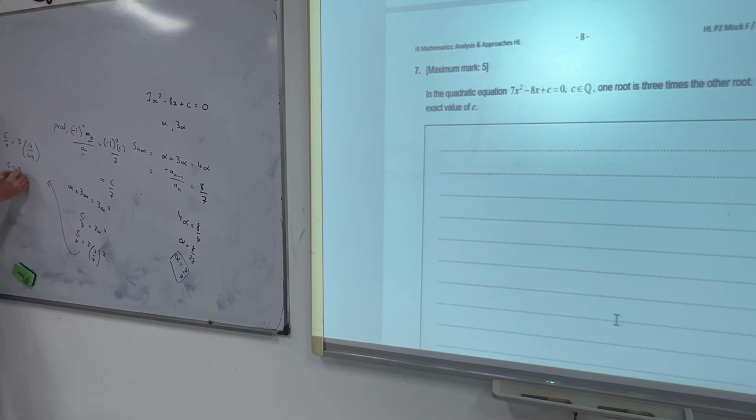And c is then 3 times 4 over 49 times 7. The 7 cancels, 7 fits into that. Oh, it was a calculator question, so you could just calculate it anyway. But c then is 12 over 7. Whichever way.